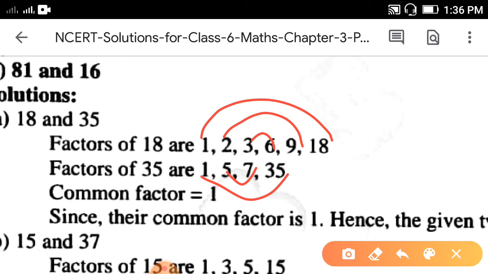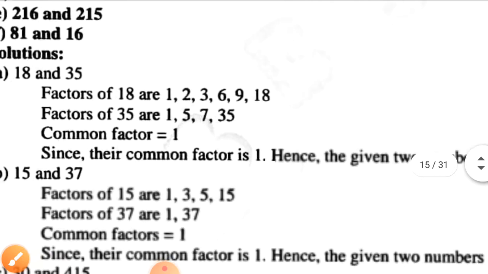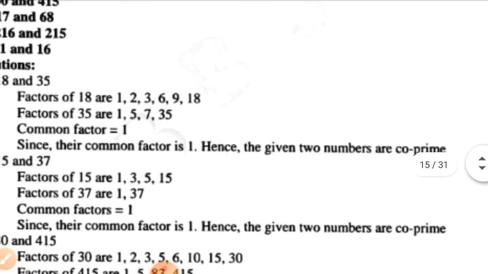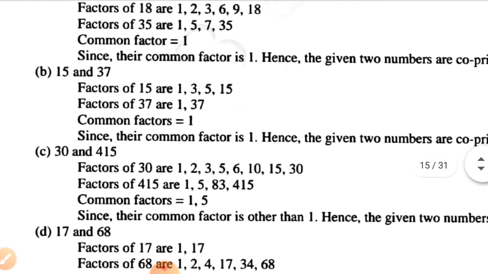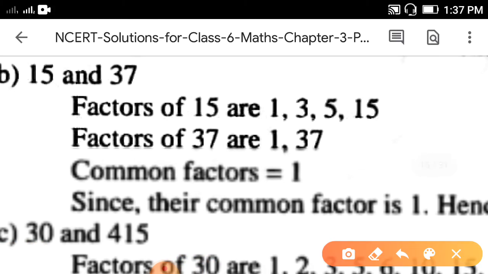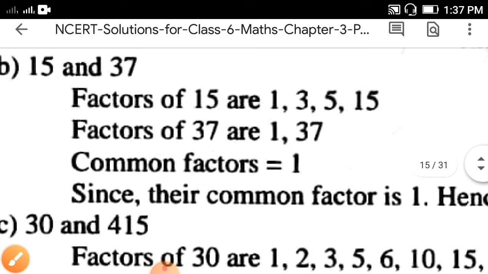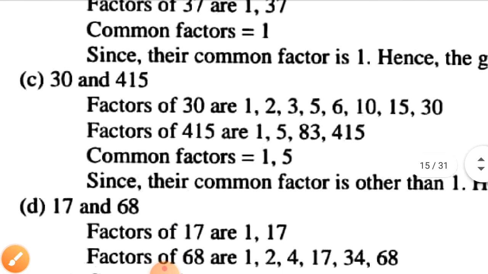So these are all the possible factors. Out of the factors you can see 1 is the only common number. Since their common factor is 1, the given numbers are co-prime numbers. Second one, 15 and 37. 15 ones are 15 and 3 fives are 15. Then 37 ones are 37. 1 is the common factor, so the given numbers are co-prime numbers.